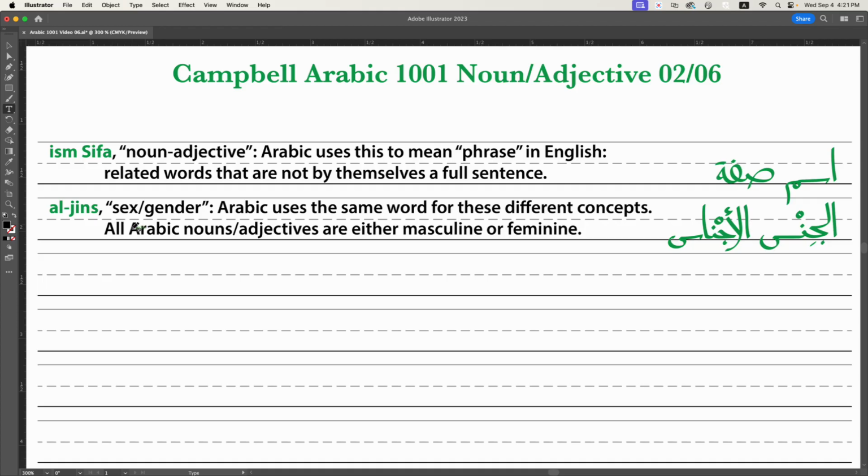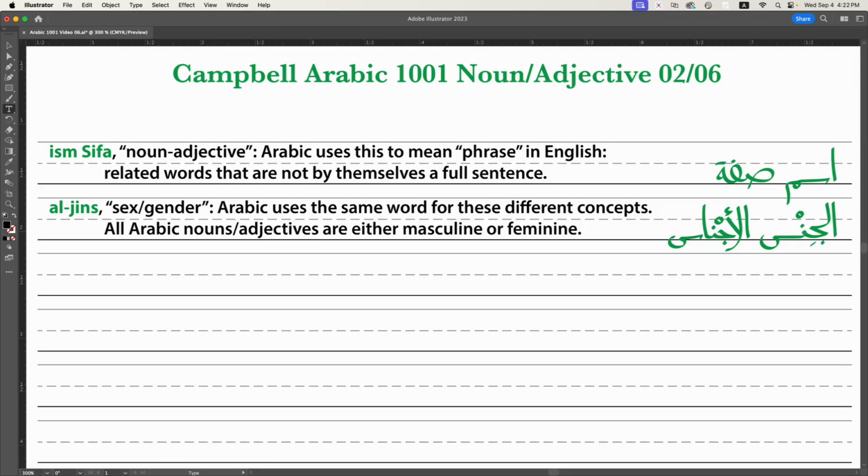Arabic societies tend to be a lot more gender policing than Western societies, but of course, I live in a major city. If I go to rural Georgia, people are going to do some gender policing there too. The plural of al-jins is al-ajnas. Jins, in addition to meaning sex and gender, can also mean like type or sort of or kind of something.